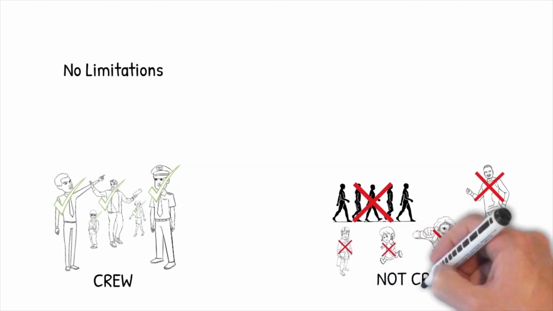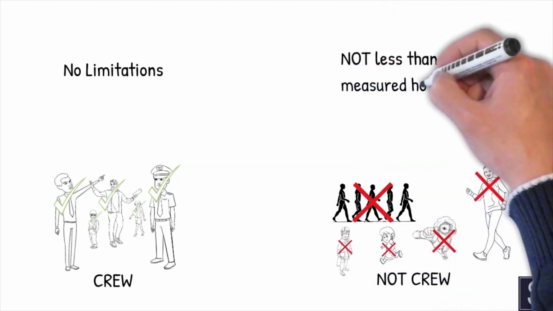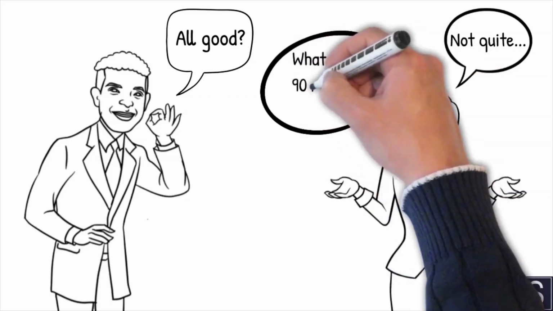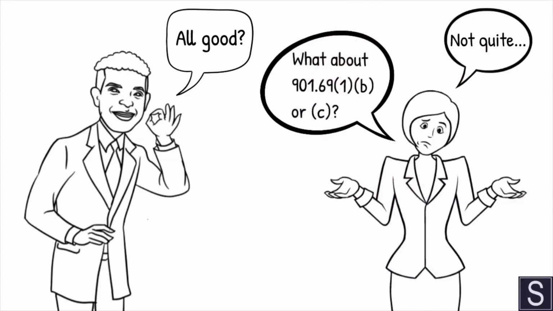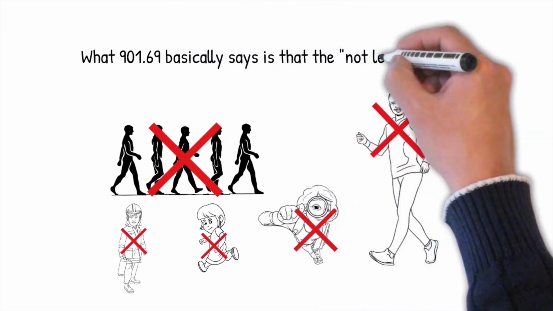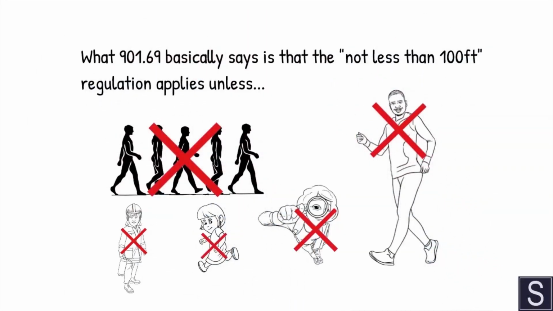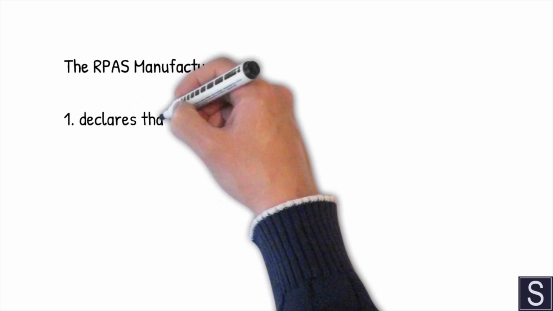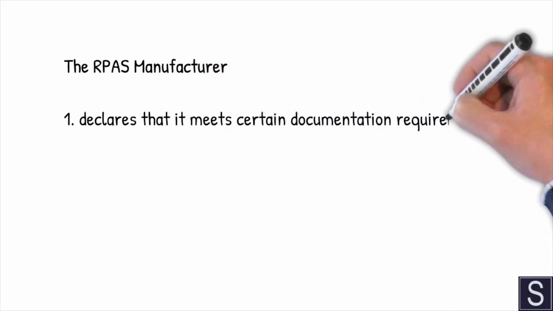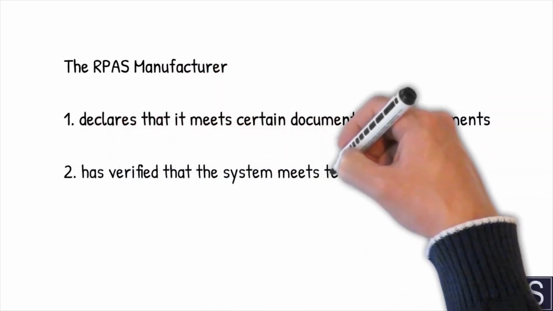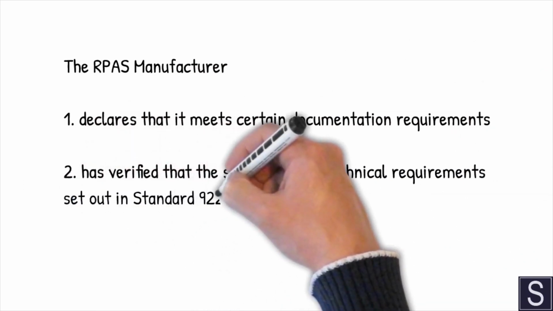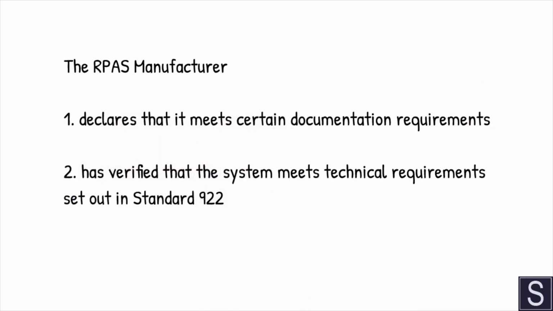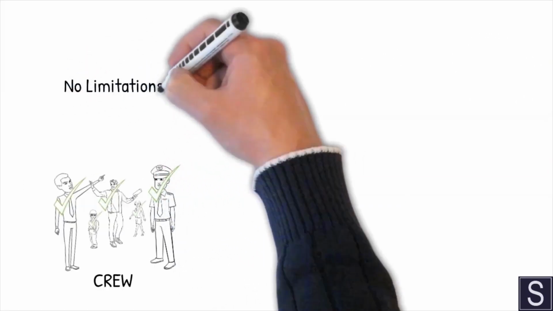Not crew, not less than 100 feet or 30 meters measured horizontally. What the 901.69 regulation says is that the not less than 100 feet regulation applies when the RPAS manufacturer declares that it meets certain document requirements and technical requirements as set in the standard 922. To elaborate, crew have no limitations.